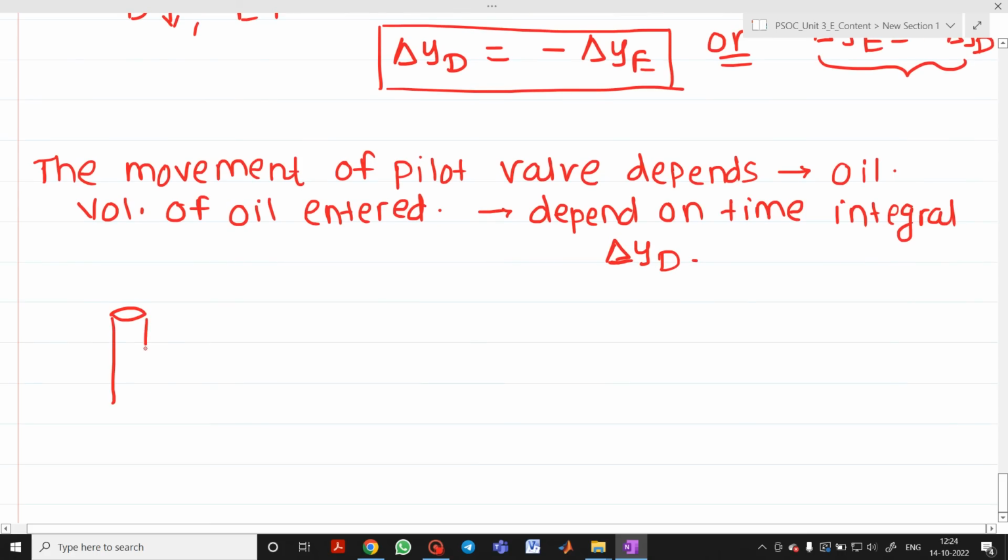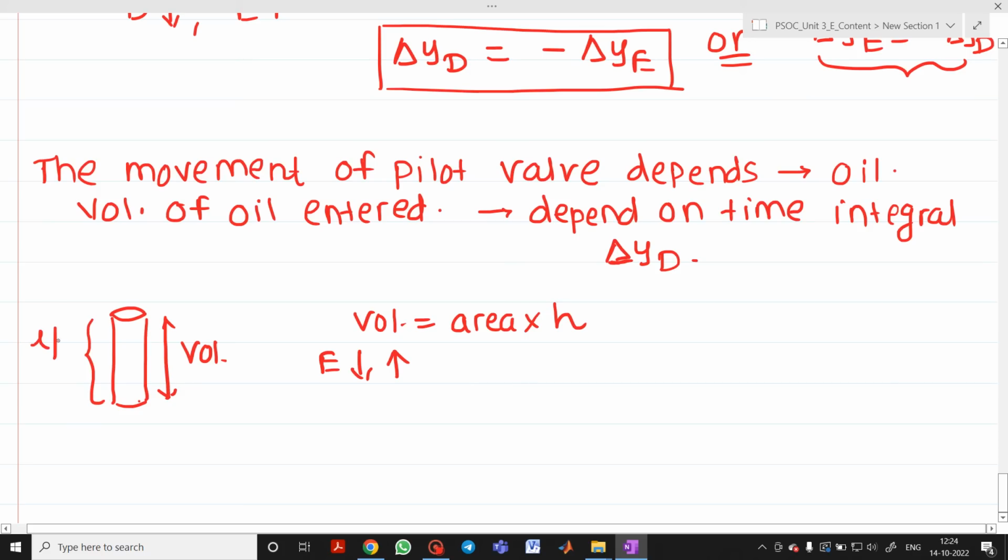Let's see, this is nothing but your volume. How can you find it out? We know that volume will be equal to what? Area into height. This is a basic formula that we have seen. Now point E, whatever we have seen, moves either in a downward direction or in an upward direction. Let's say the length is nothing but L, or you can say height is nothing but H.